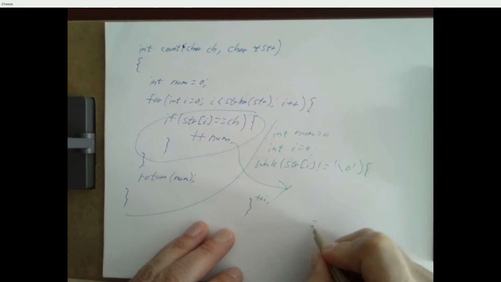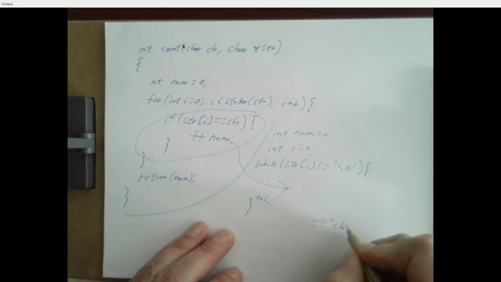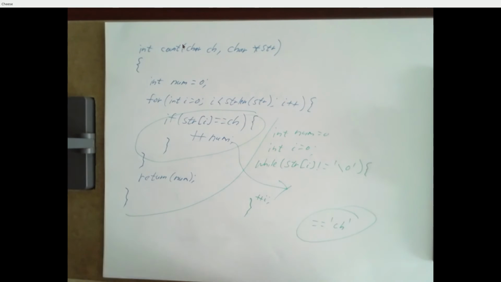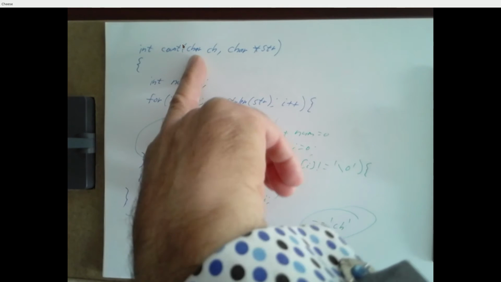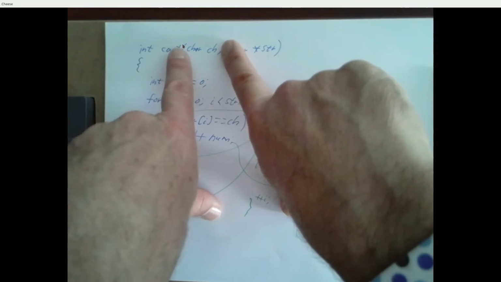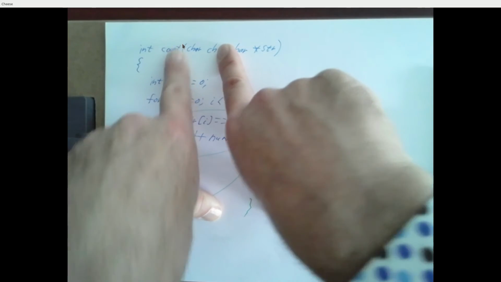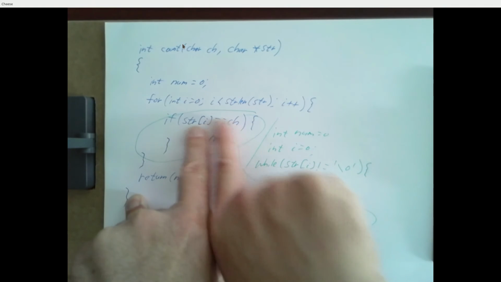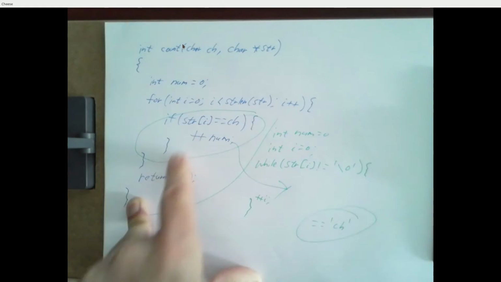Several people did this. They tried to compare character i to single quote CH, which is off for a few reasons. One, this will give you a compile error because you can't have two characters as a single character. And CH is just a variable name. The character you're looking for is whatever this first argument was, that's just ch. So that's a character, you can compare those.